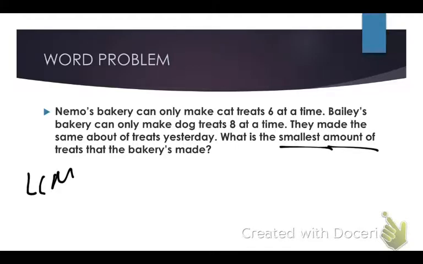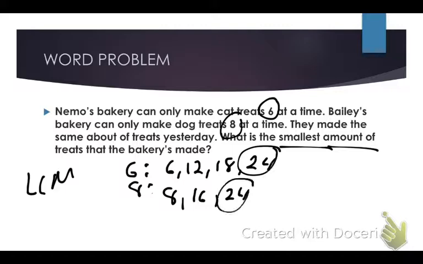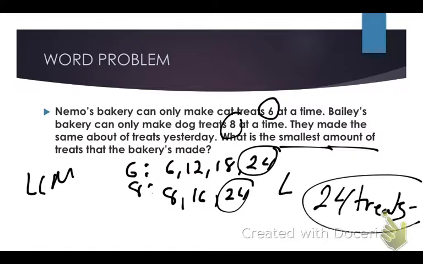And if you look very closely, we have two numbers, 6 and 8. So all we're going to do is find the least common multiple of 6 and 8 in this type of problem. And 6 and 8 is very easy. We've already done this one. 6, 12, 18, 24, 8, 16, and 24. And our least common multiple is very simple. It's 24. Okay, so the smallest amount of treats that the bakery can make, 24 treats. That's the smallest amount that they could have made if they both made the same amount. That's it. That's all it is.